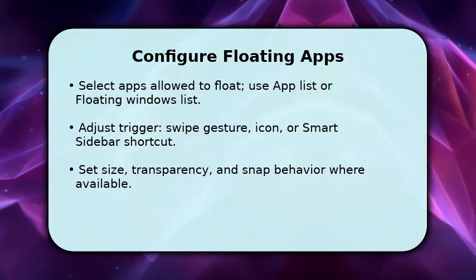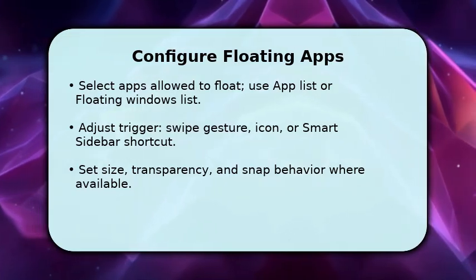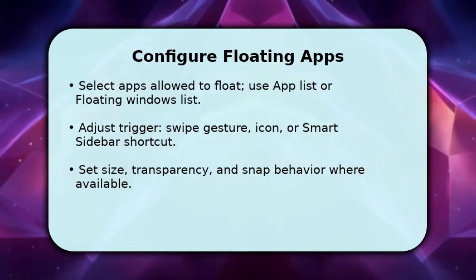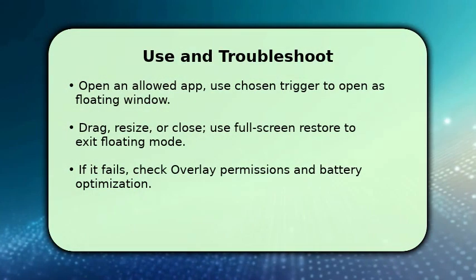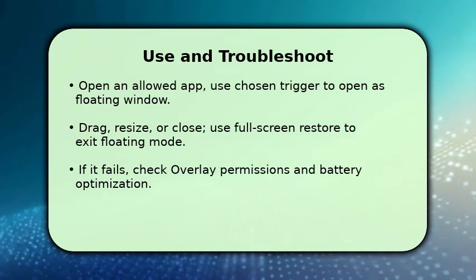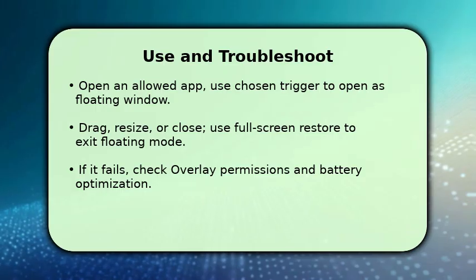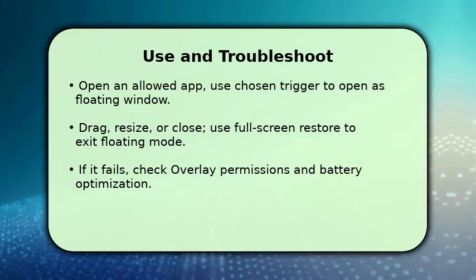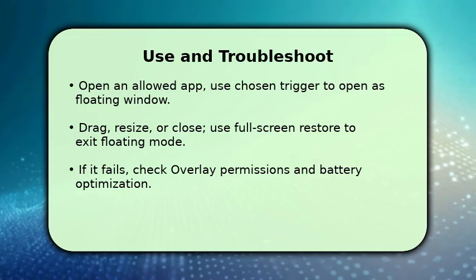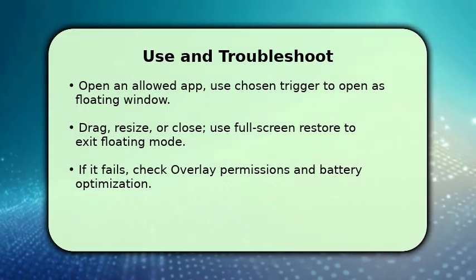Finally, tweak the floating window size, transparency, and snap behavior so the overlay fits your workflow and doesn't block important UI. To finish, open an app you enabled and use your chosen trigger to create a floating window. Drag the corner to resize, move it, or tap the close control to dismiss. Once you're comfortable, make sure to restore full screen when needed by tapping the Maximize control.